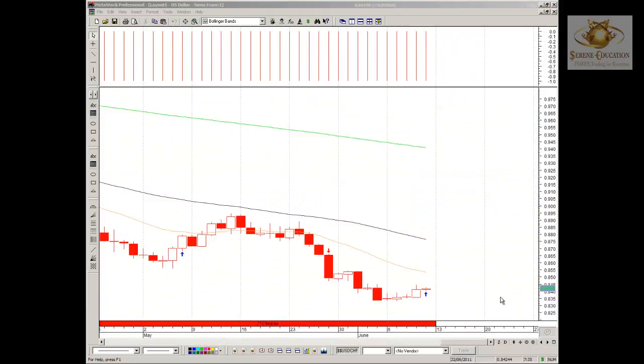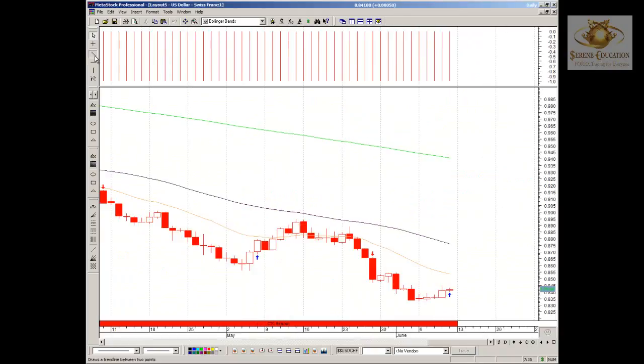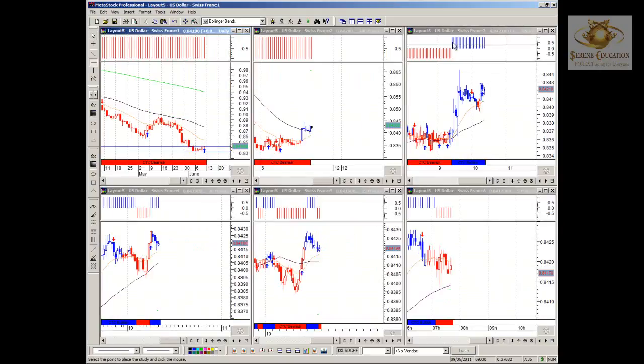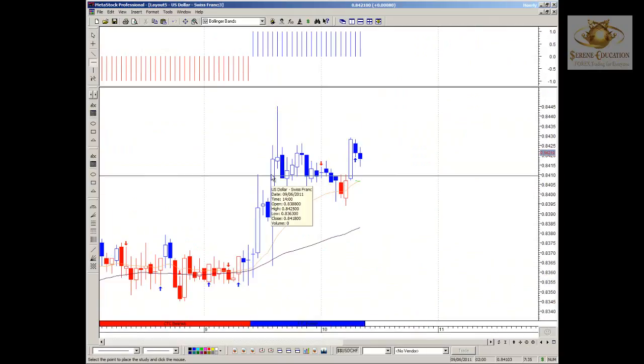Moving on to the US dollar Swiss franc. I've just got the daily up here. You'll notice that the US dollar has found support at the bottom end of this candle here, the low of 0.8335, and since then we've seen price push back, and now it's testing the previous swing or support area at the close of this candle here at 0.8419. So if you look at our intraday charts, let's have a look at the 0.84.